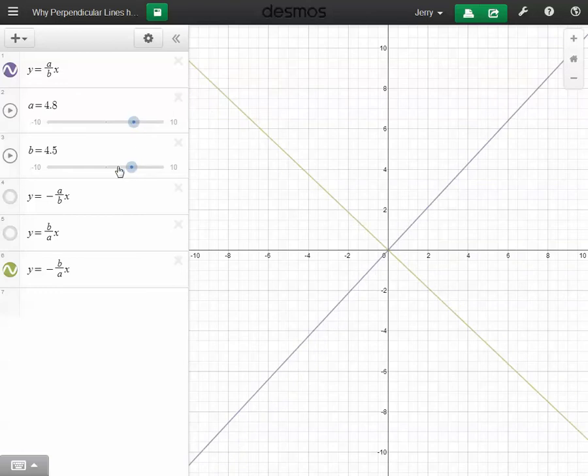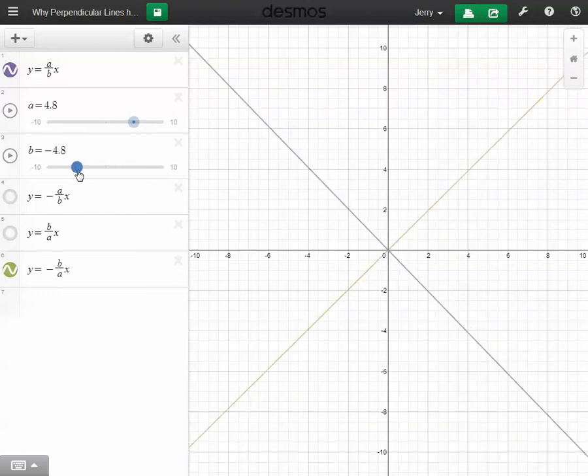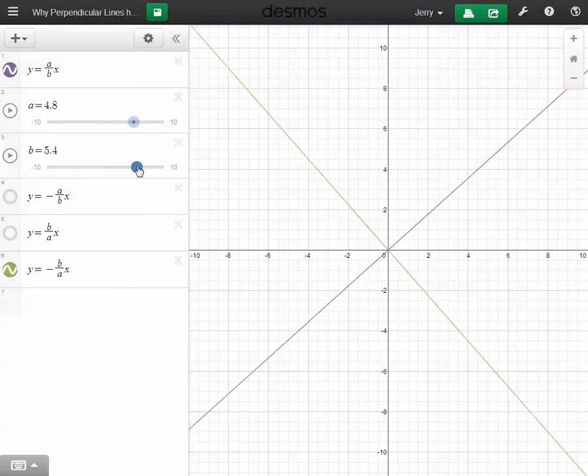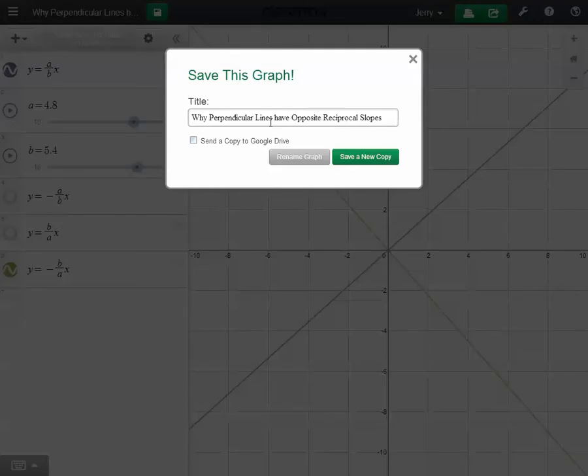So this is a graphical explanation of why perpendicular lines have opposite, meaning if it's positive it becomes negative, if it's negative it becomes positive, reciprocal, meaning you take the fraction and flip it over, slopes.